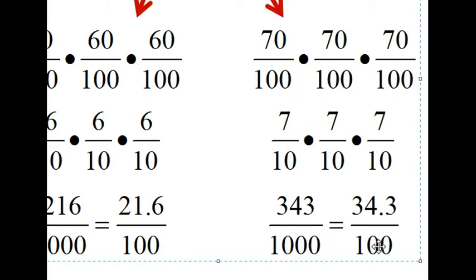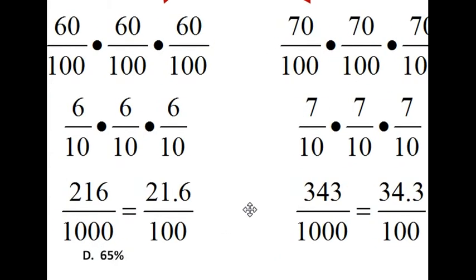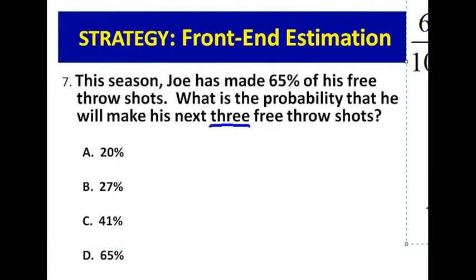Now take a look at this. I've got 21.6% on the low end and 34.3% on the high end. And if we take a look at our answer choices, I believe you're going to find that the answer is B, 27%. Of course, now you can back that up. Do the math. Take 0.65 times 0.65 times 0.65, and I bet you find out that your answer is B, 27%. See you in the next video.